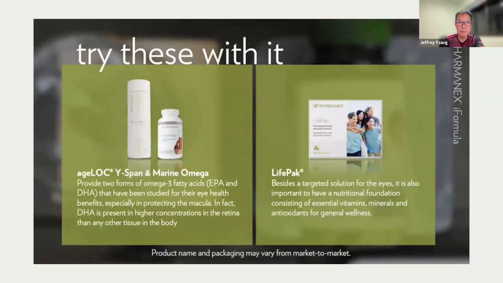Another great complementary product is LifePak. Besides a targeted solution for the eyes, it is also important to have a nutritional foundation consisting of essential vitamins, minerals, and antioxidants for general wellness.